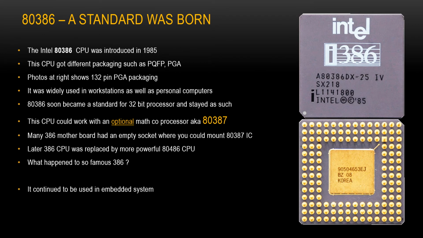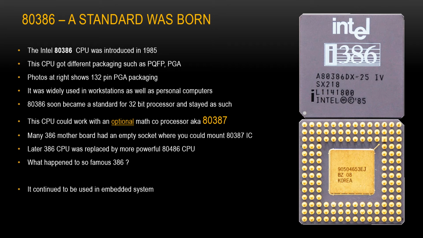80386, a standard was born. The Intel 80386 CPU was introduced in 1985. This CPU got different packaging such as PQFP and PGA. Photos at right show 132-pin PGA packaging. It was widely used in workstations as well as personal computers. 80386 soon became a standard for 32-bit processor and stayed as such.